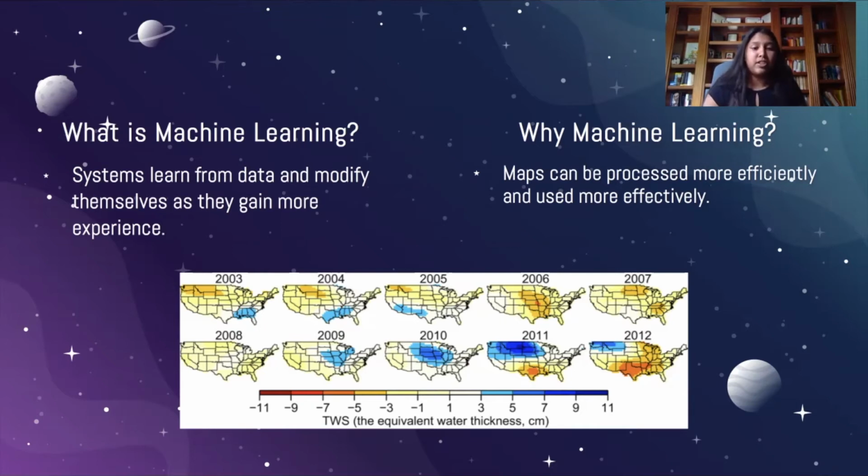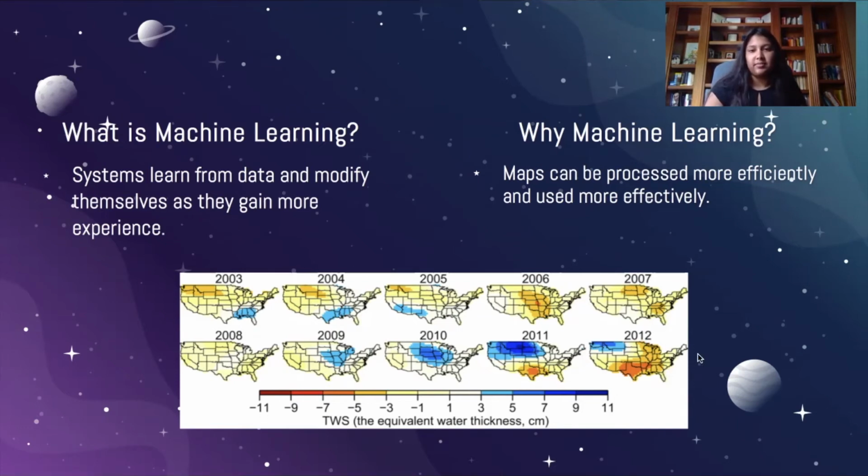Why are we using machine learning? What if we use machine learning to help analyze and process satellite data more rapidly? There's often a delay between when satellites collect data and when the maps are produced, and this makes it difficult for crisis assistance and being able to see trends immediately. With machine learning, maps like the one below that Ethan had previously explained can be processed more efficiently and used more effectively.